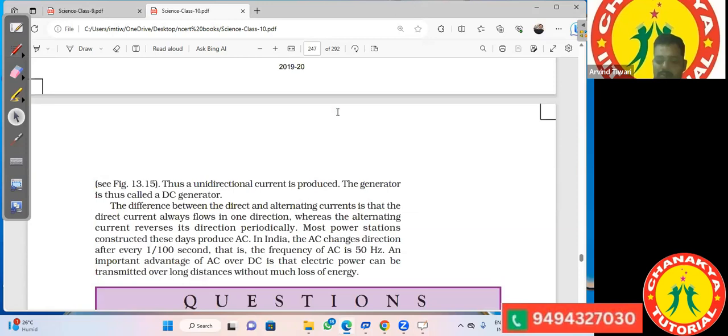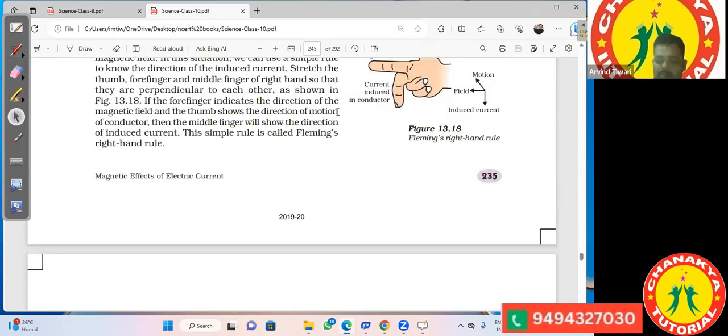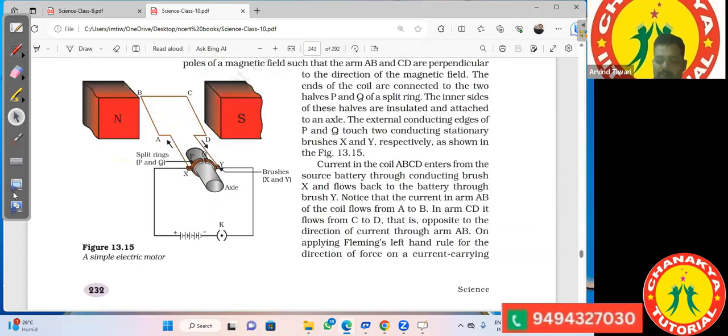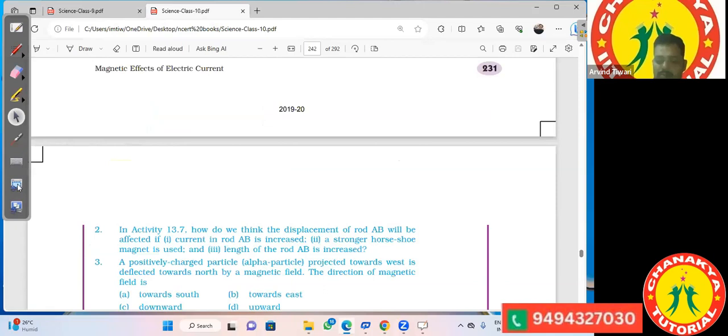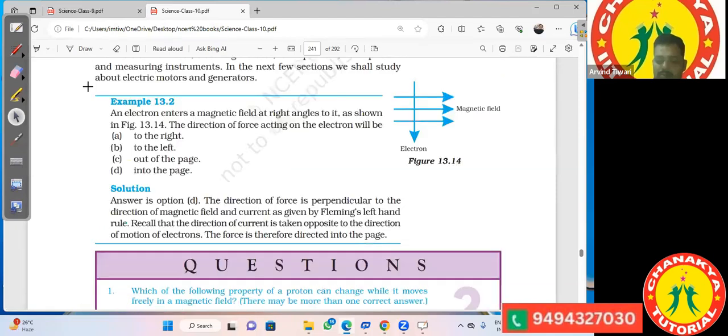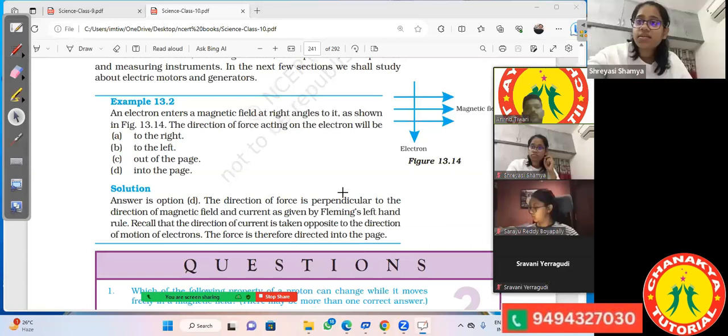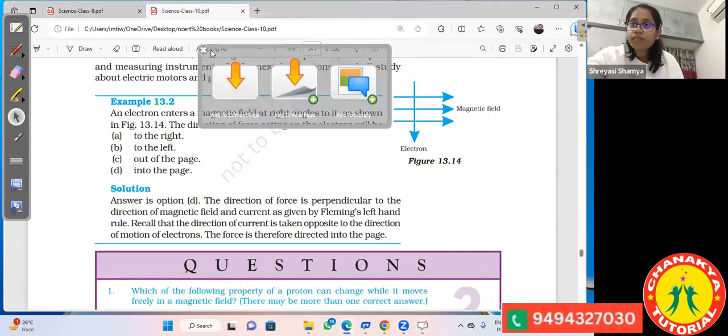There is one more question. You people try to do it on your own. I think we did it, but still you try to do this. This is 13.2. Did we do it? Yes, sir, I think we have done it. We did it. Yes, sir.